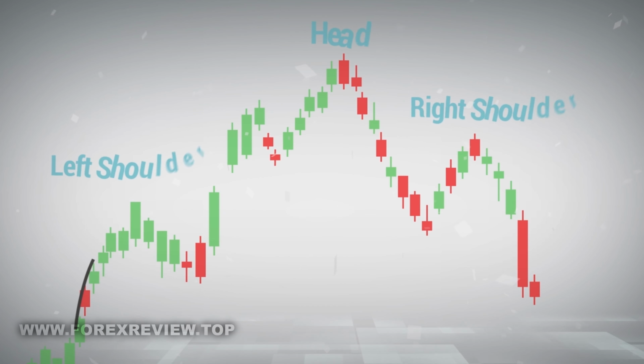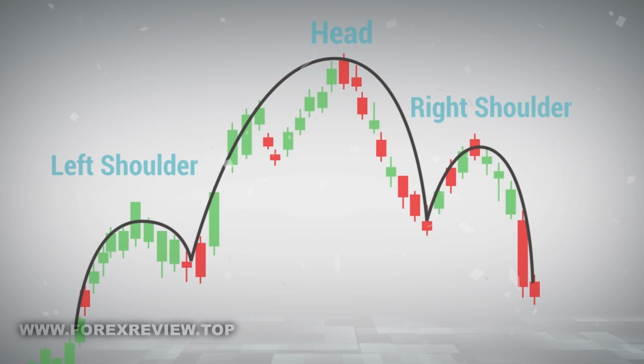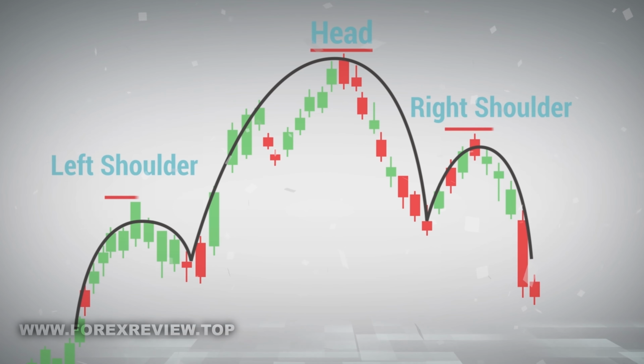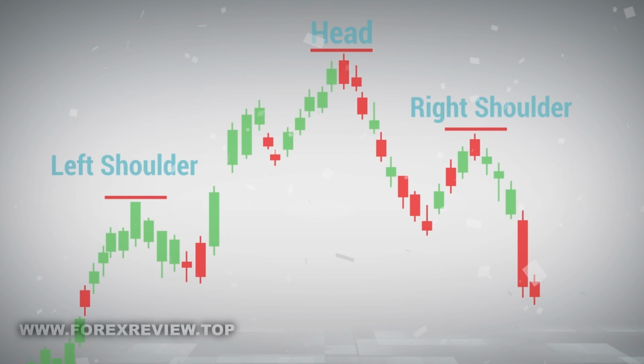Head and shoulders. This is considered one of the most reliable and well-known patterns. The pattern indicates the end of a trend and includes a peak that is surrounded on both sides by lower peaks, more or less of the same height.